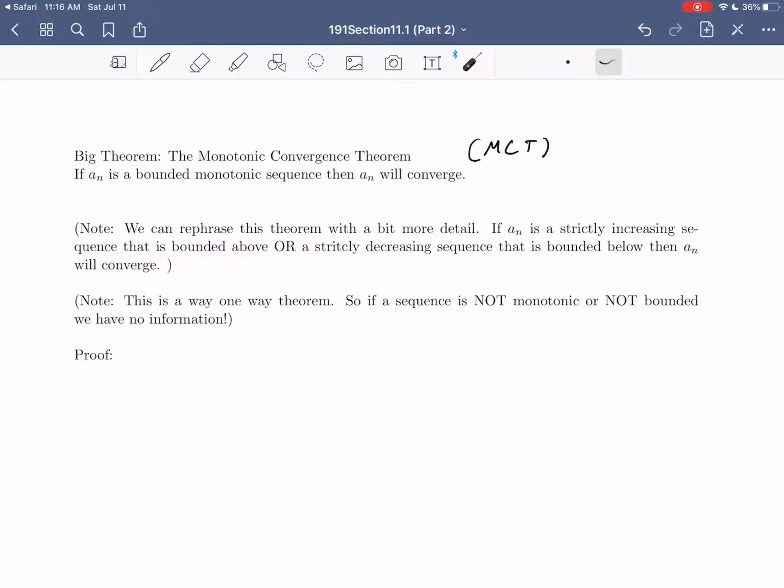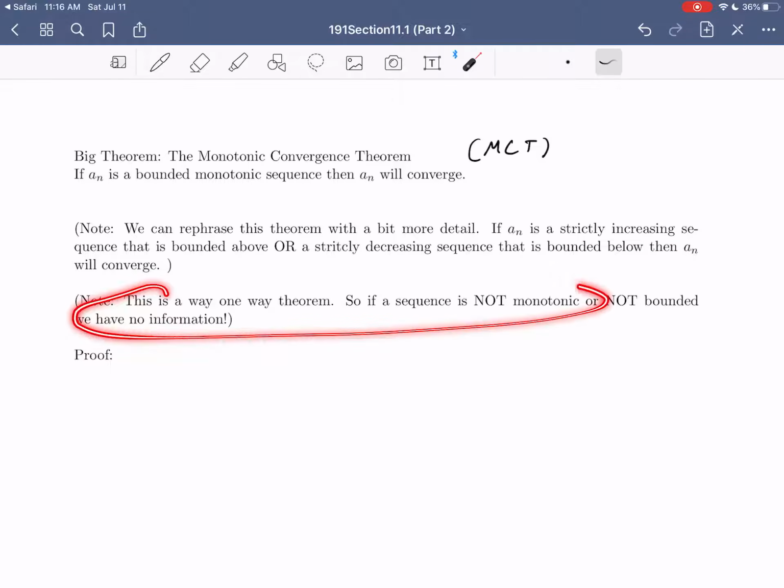to be bounded above. Or if you look the other way, if you know your sequence is getting smaller and smaller, all you really need to show is that it's bounded below, because it is automatically bounded above if it's getting smaller and smaller. So you can be a bit more specific. If a_n is strictly increasing, then you just need it to be bounded above and it'll automatically converge. Or if it is strictly decreasing, then you just need it to be bounded below and then it'll automatically converge.